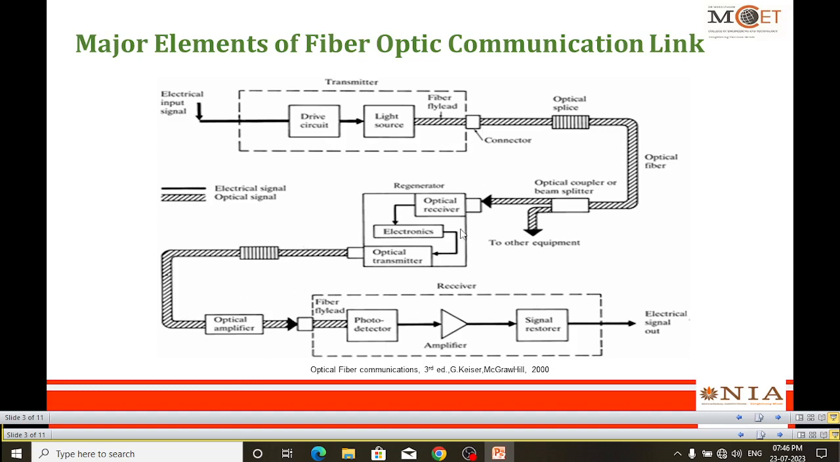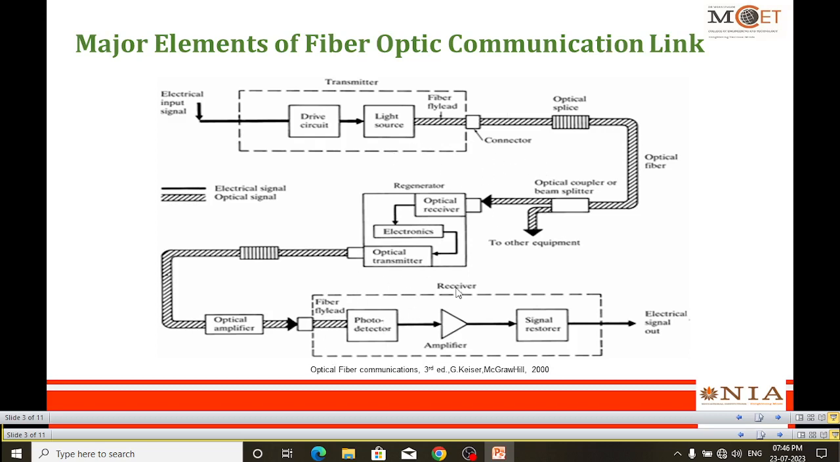If there is any loss in the light signals, we use a type of repeater, a regenerator, to boost up the affected light signals. Again the same light signals can be received at the receiver side. So, depending upon the distance between the transmitter and receiver, we connect many regenerators, optical splices, and optical connectors.